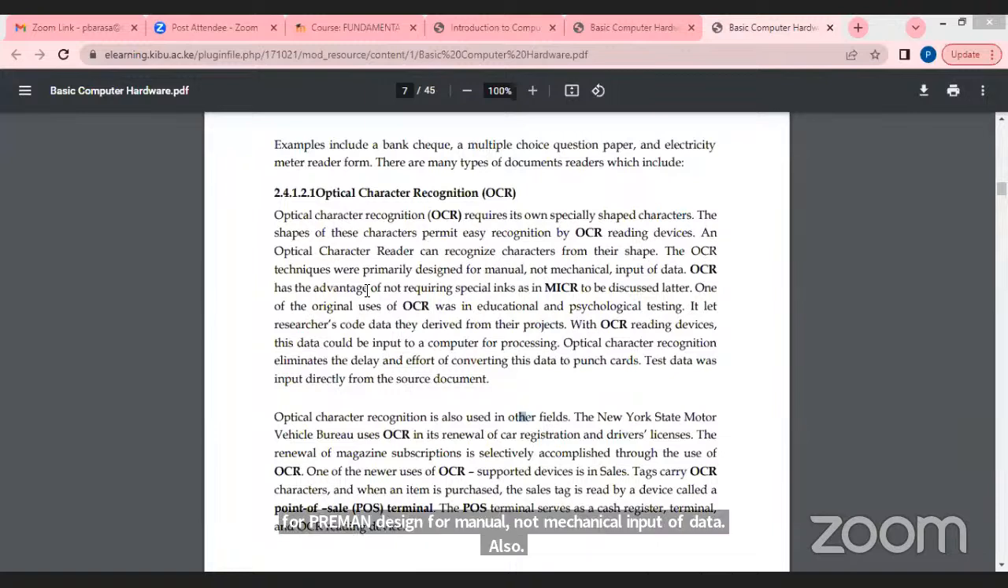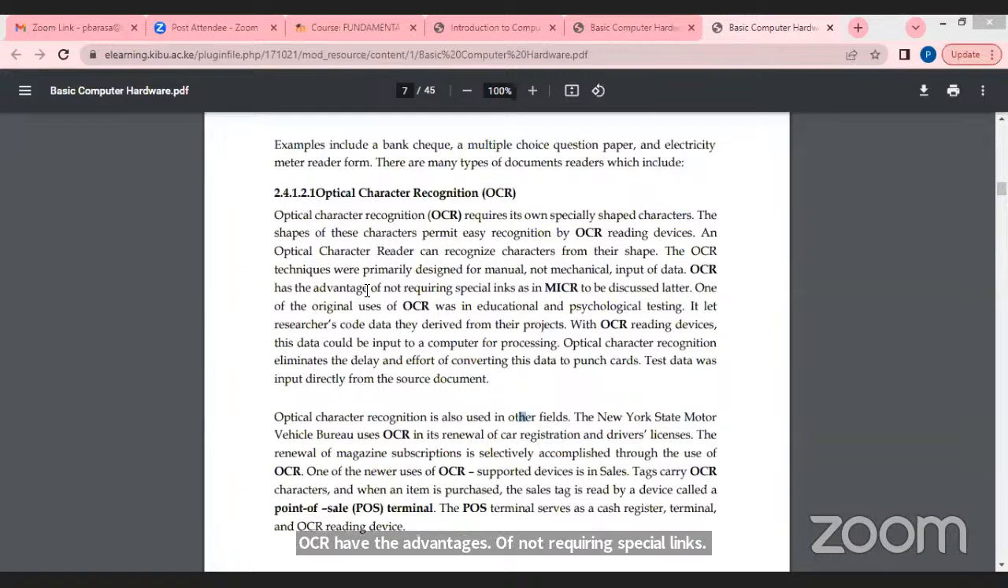So we are going to discuss magnetic ink character recognition, which is the MICR. MICR is what we call magnetic ink character recognition. So we are going to discuss that.